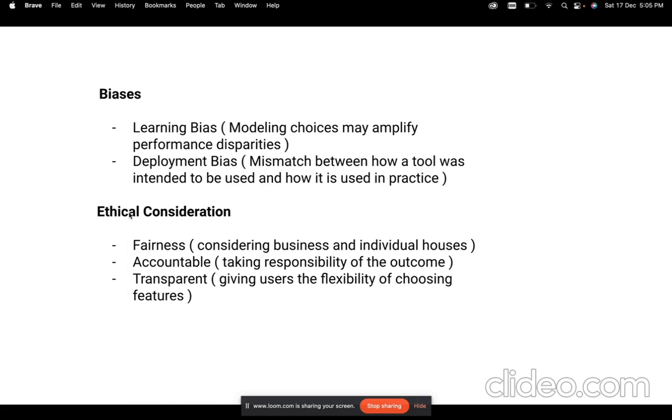So the ethical considerations that we have are fairness, accountability, and transparency. Fairness is like we have considered both businesses as well as individual houses, taking care of all the groups of users. Accountability is taking responsibility for the outcome, the predictions that we are making in our model, and we are providing transparency by giving users the flexibility of choosing the features.